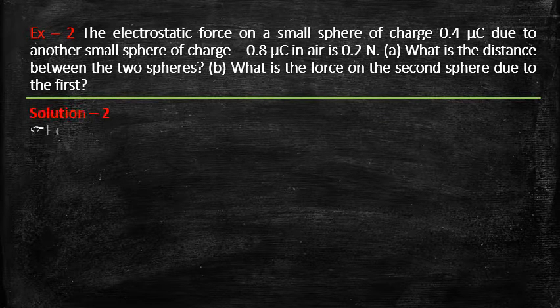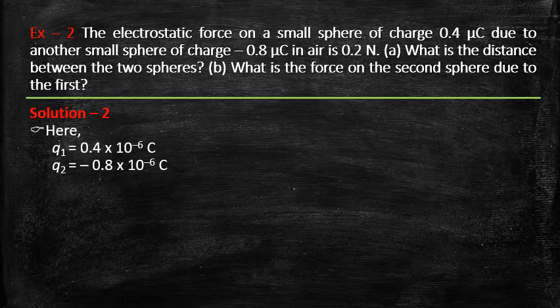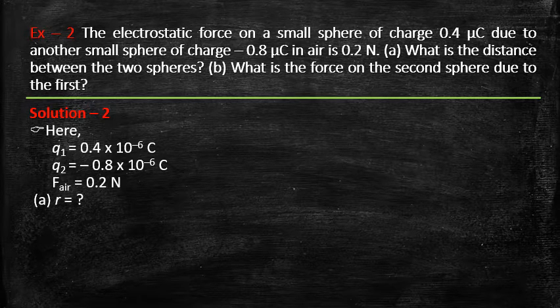Again, here we are given Q1 0.4 microcoulomb is 0.4 into 10 raised to minus 6 coulomb. Similarly, Q2 is minus 0.8 into 10 raised to minus 6 coulomb. And we are told that in air force is 0.2 Newton. What we are asked to find out? Firstly, we are asked to calculate distance between the two. And then we are asked to find out force on second sphere due to first one. So if we label it as F21, we have to find out how much is F21.